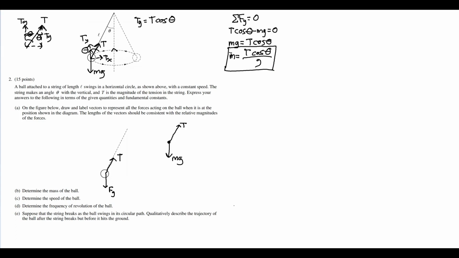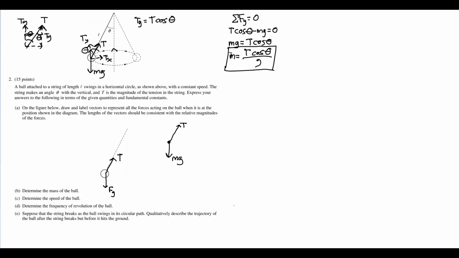So part C, determine the speed of the ball. Okay, so this is where some centripetal force stuff gets in. Right? So if the ball is moving in a horizontal circle, there should be a component of the force that should be keeping it in a horizontal circle. So either pointing toward or away from the circle. And if it's moving in uniform circular motion, there should be at least one force pointing inside the circle.